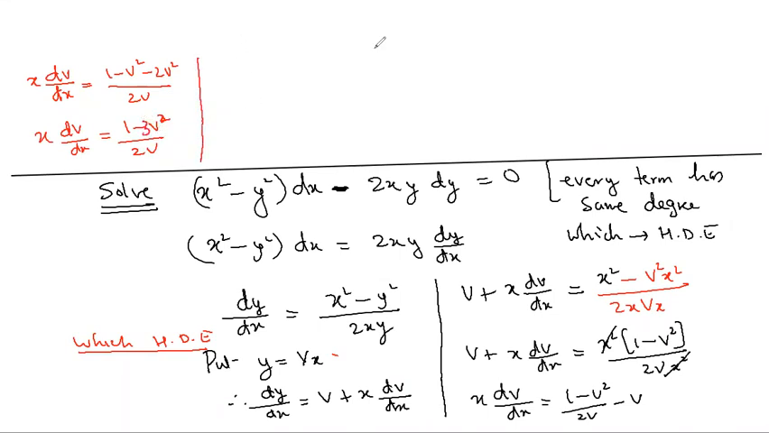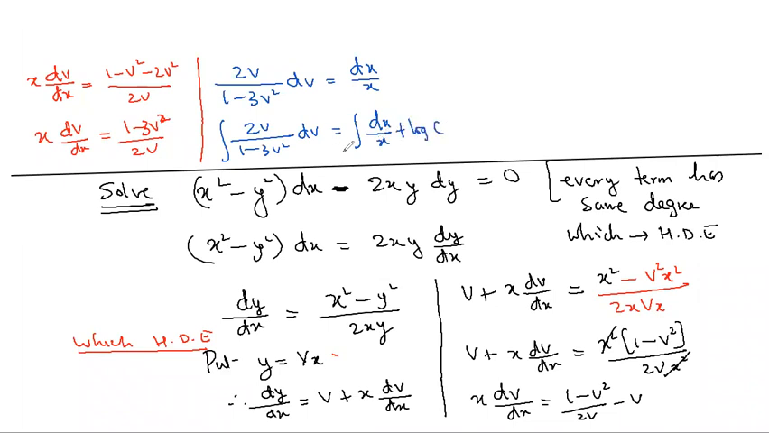So I can write now 2v upon 1 minus 3v square dv is dx upon x. Now integrate it. Integral of 2v upon 1 minus 3v square dv is integral dx upon x plus log c. I hope you understood why log. What number should I divide and multiply so that the derivative comes here? 6v, so 1 by 3 into 3. I need a minus sign. So my answer will be minus 1 by 3 log of 1 minus 3v square is log x plus c.